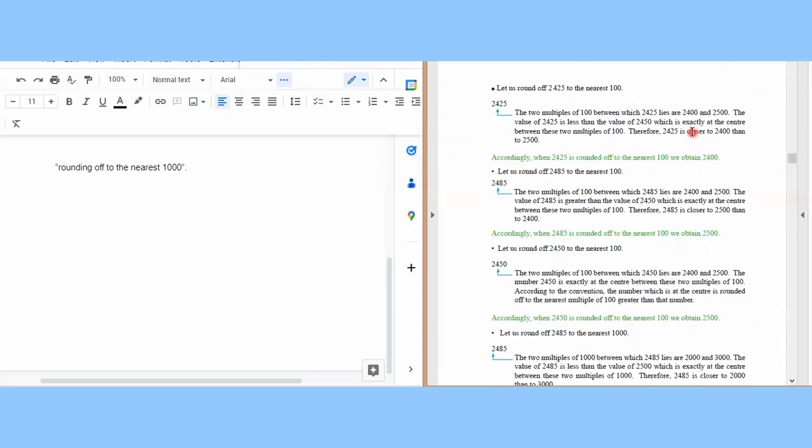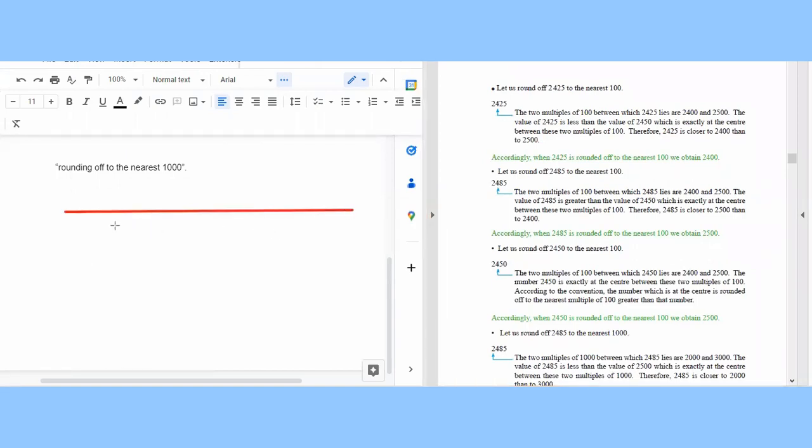So let us round off 2425 to the nearest 100. The two multiples of 100 between which 2425 lies are 2400 and 2500. The value of 2425 is less than the value of 2450, which is exactly at the center between these two multiples of 100. So therefore 2425 is closer to 2400 than 2500.